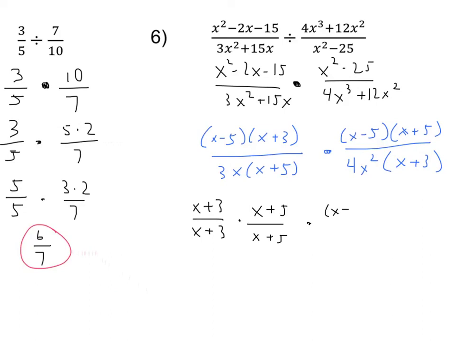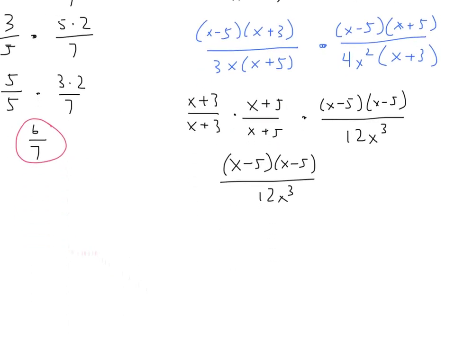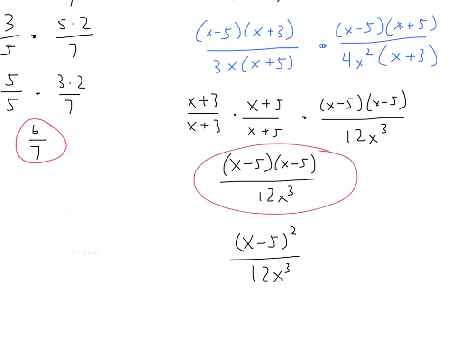I have x minus 5 times x minus 5 on top. And on the bottom, 3x times 4x squared, I can just multiply that out. That's just 12x cubed. So here, this is 1, this is 1. So my final answer would just be x minus 5 times x minus 5 over 12x cubed. If you like, you could rewrite this as x minus 5 squared, but you don't have to. I would accept either this or this.